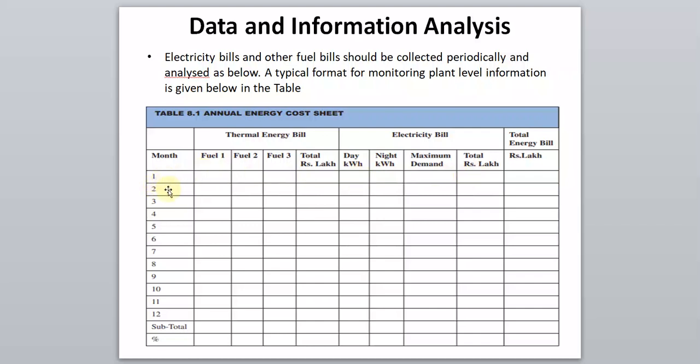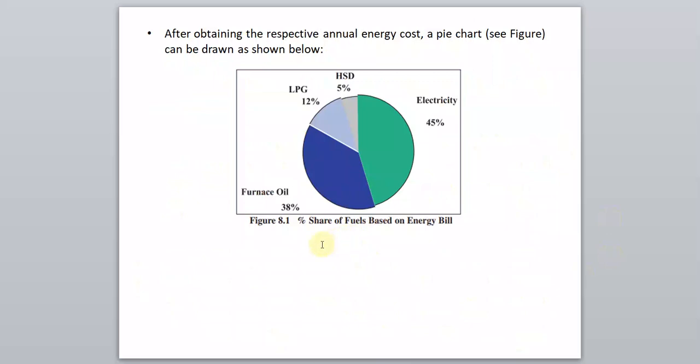This is for January, this is for February, March, and so on up to December. So the last column is the total energy bill. This is the combination of the thermal energy bill and the electricity bill. So this column will indicate the total energy bill of your industry. After finding this Excel sheet or this table, you can go for the pie chart.